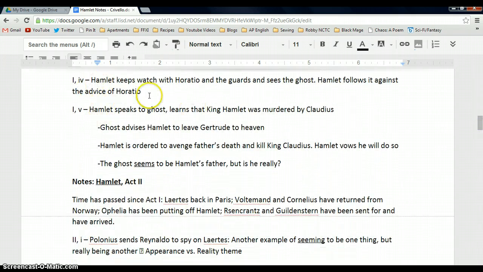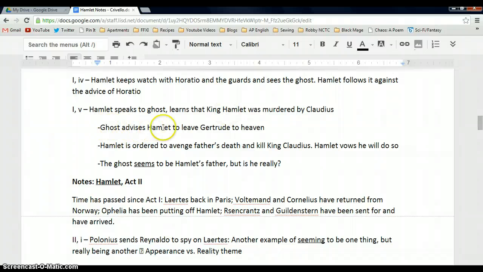Then in Act 1, Scene 4, Hamlet goes out with the watch and Horatio to see the ghost. Hamlet follows it when it shows up, and Horatio's like, no, don't follow it. But Hamlet goes anyway. In Act 1, Scene 5, Hamlet speaks to the ghost and learns that King Hamlet was murdered by Claudius. So the seemingly natural death that King Hamlet had was actually, they call it, an unnatural murder.